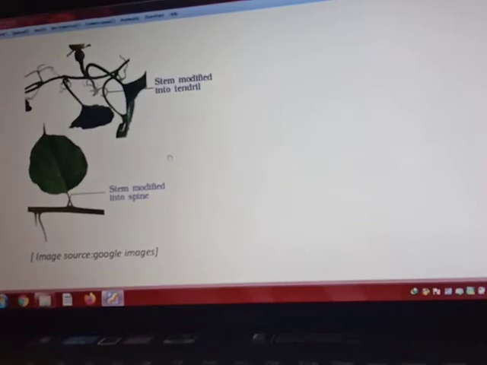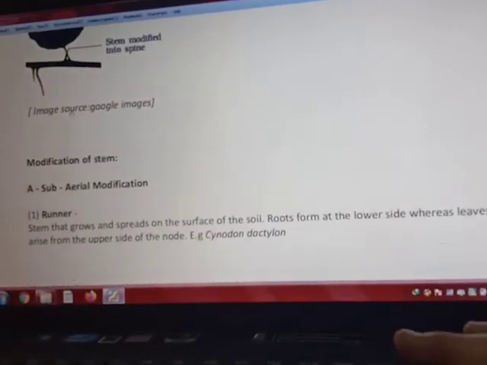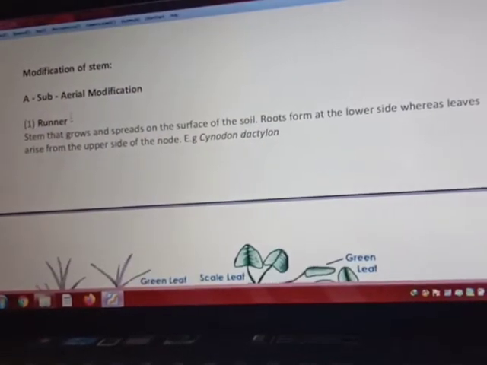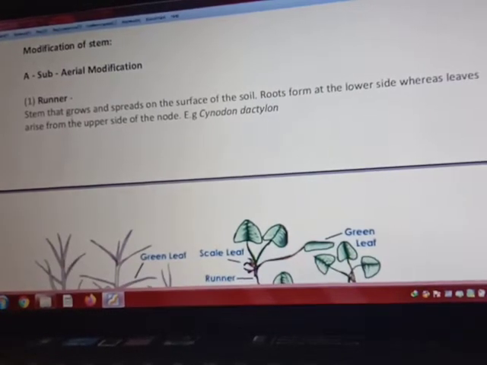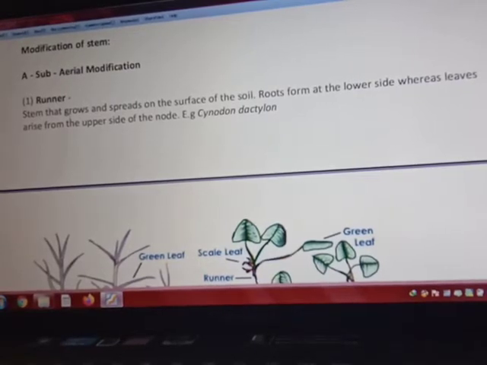Okay, here is just a general example shown. It is a stem modified into a spine. Spine means a thorn-like structure, you can see here also. And here the stem is modified into a tendril, which helps in climbing on the walls for support. So these are just general modifications of the stem. All of these things we will discuss one by one. First one are subaerial modifications. Subaerial means those which are not in the air, but below it. All right, so these are known as subaerial modifications.